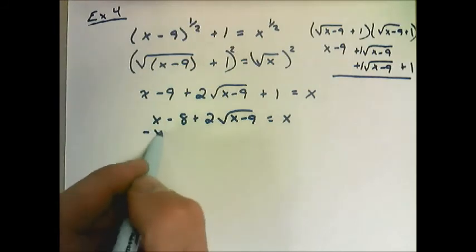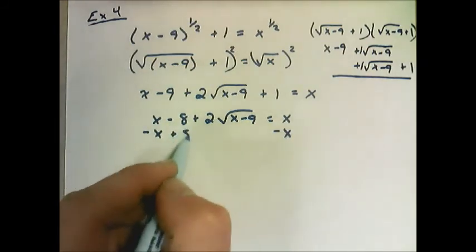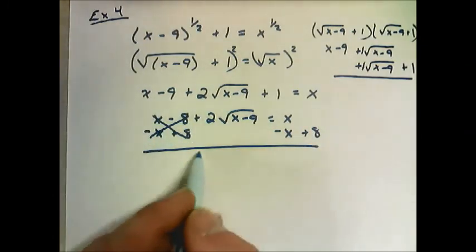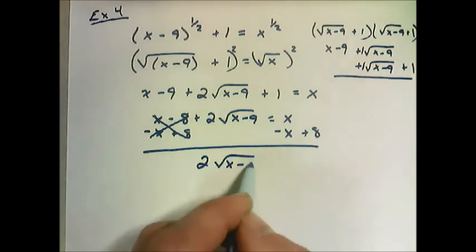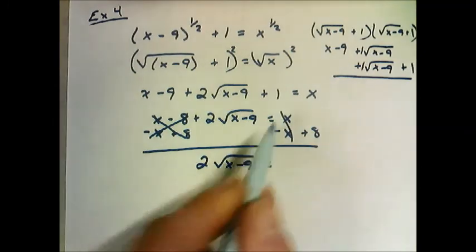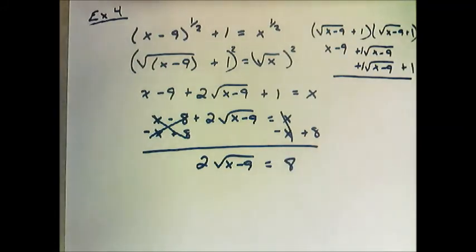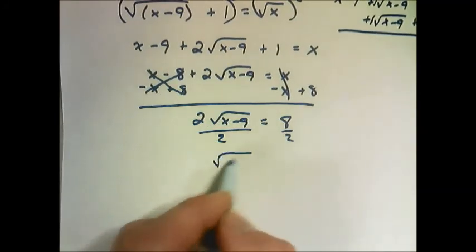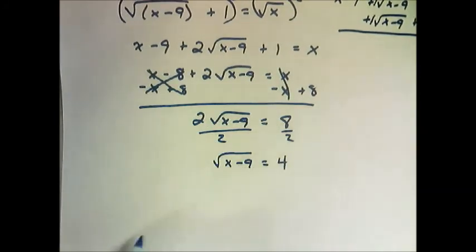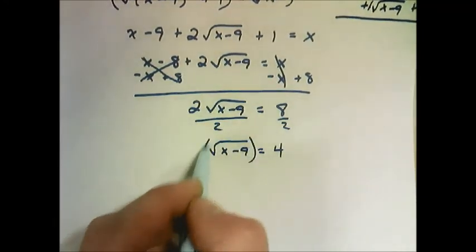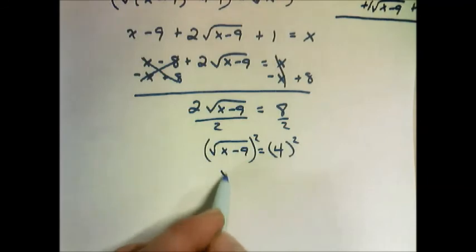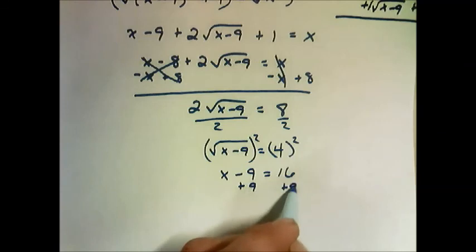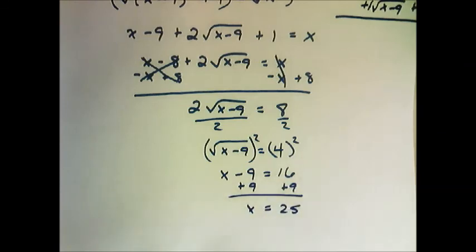Solving for this radical, I'm going to subtract x, and I'm going to add 8 to both sides. So over here, the x's and the 8's cancel. So I have 2 radical x minus 9 equals, on this side, my x's cancel, which is nice. So I get equals 8. I can divide by 2. So I get the square root of x minus 9 equals 4. Now, if I square both sides, I get x minus 9 equal to 16. Solving for x is going to equal 25.